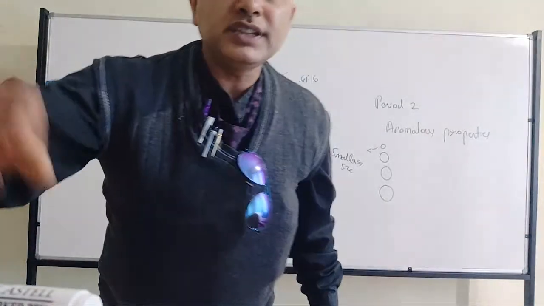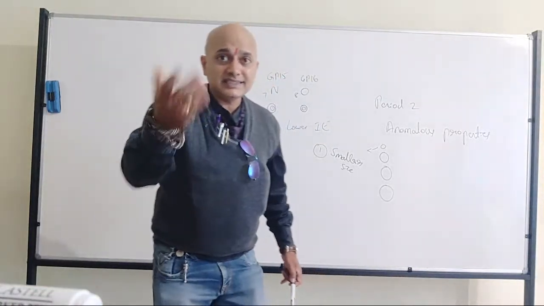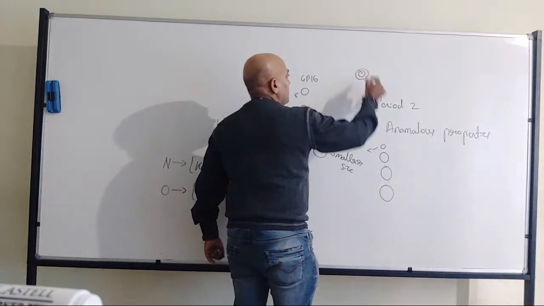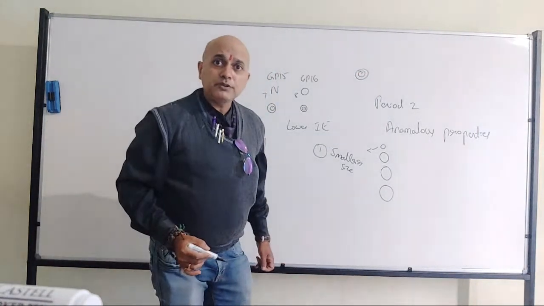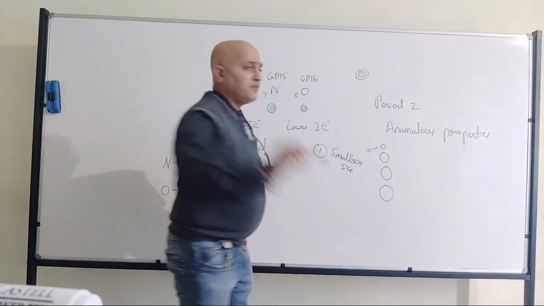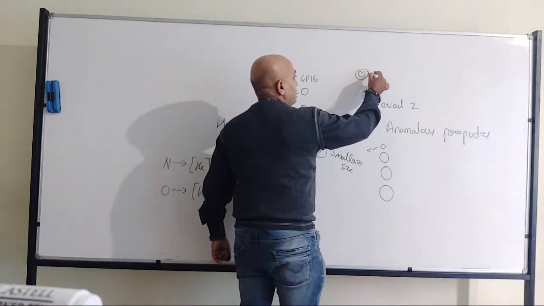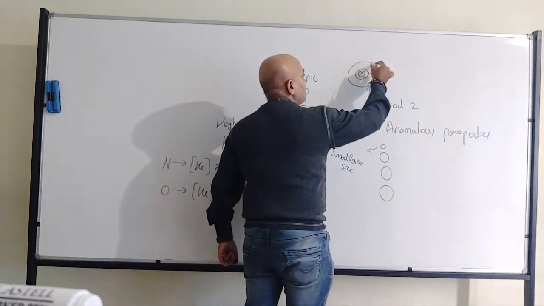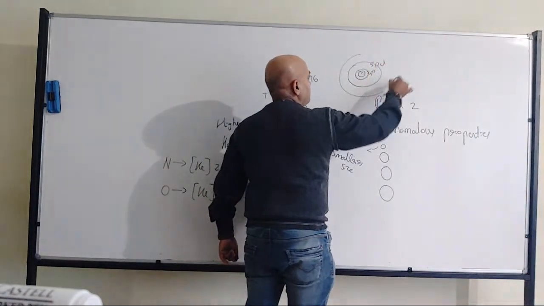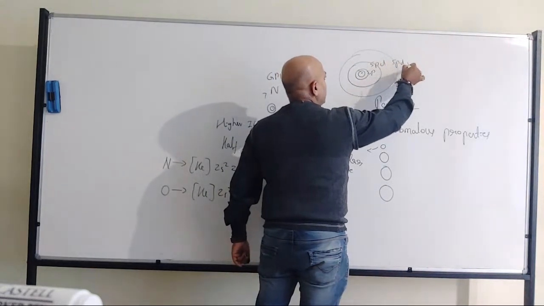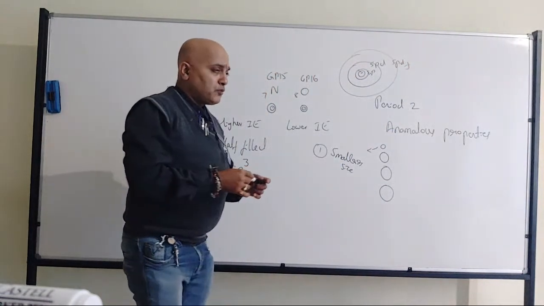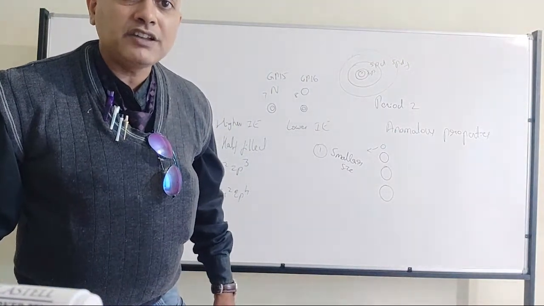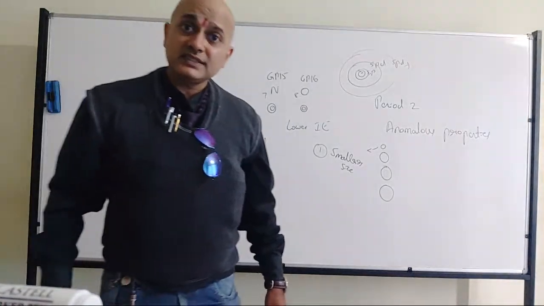Yes, the outermost energy level is 3. Very good. When I am talking about period 2, I am talking about energy level 2, where only S and P are available. But when I am talking about 3, there will be availability of D. When I am talking about 4, S, P, D, F. That means once energy level 2 is crossed, the rest of the energy levels will have availability of the D subshell.